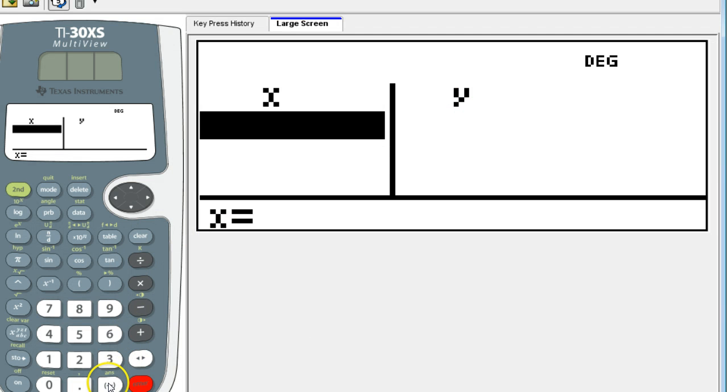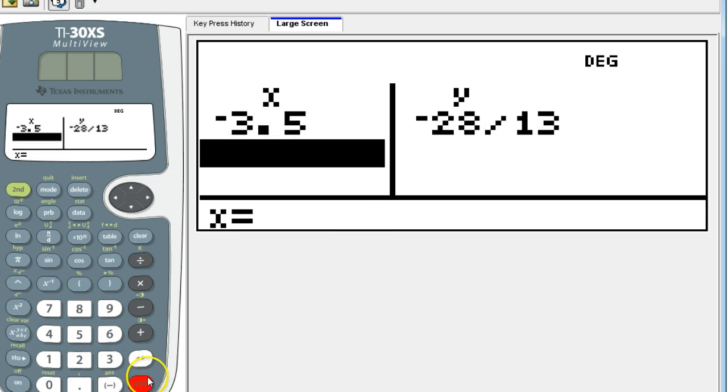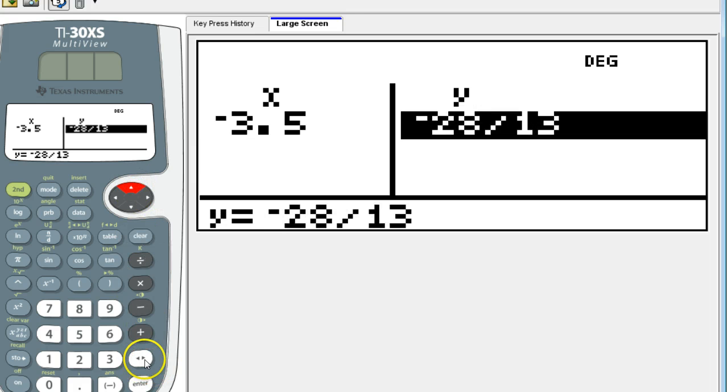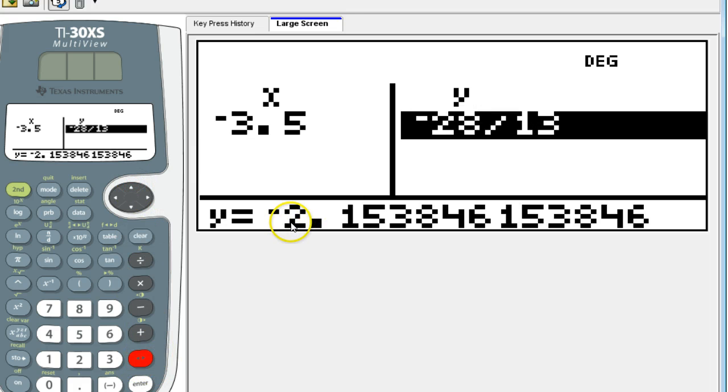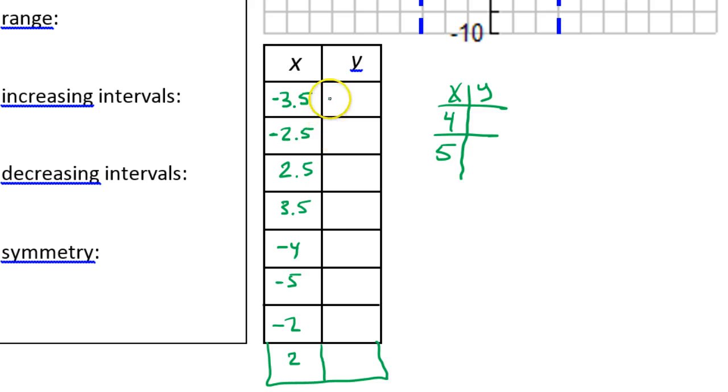So here I go, -3.5, and I've got this. So that's -2.2 if I round. Alright, I think you get the idea. I'm going to do that same thing with all of these points, so I'll do that off camera so as not to bore you to death.